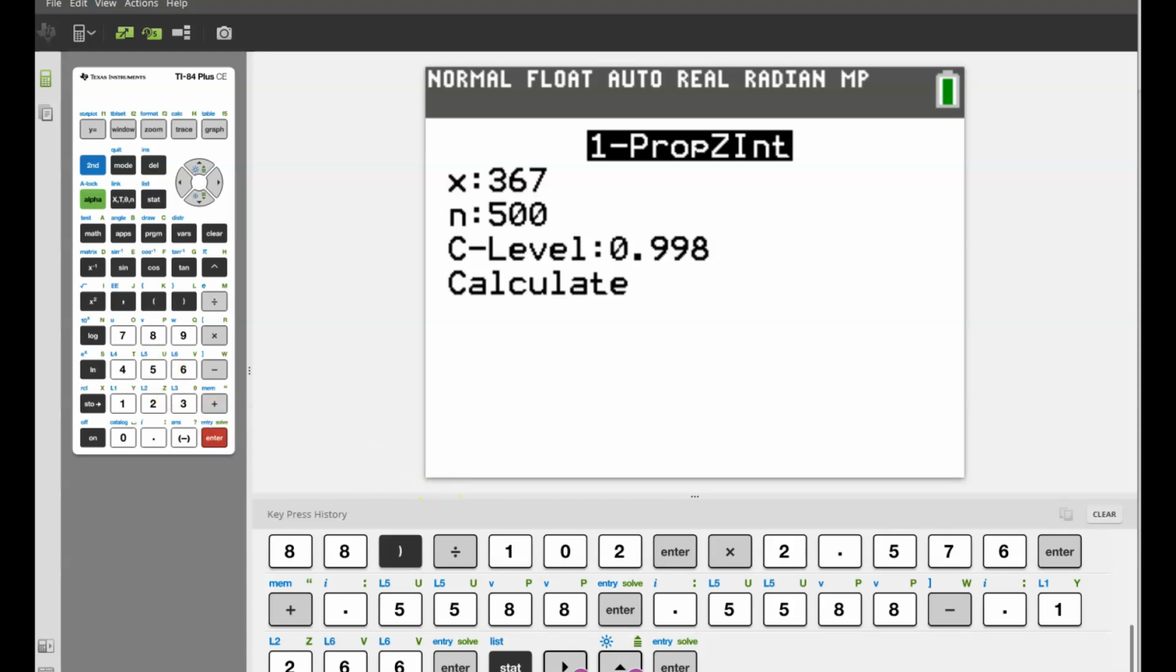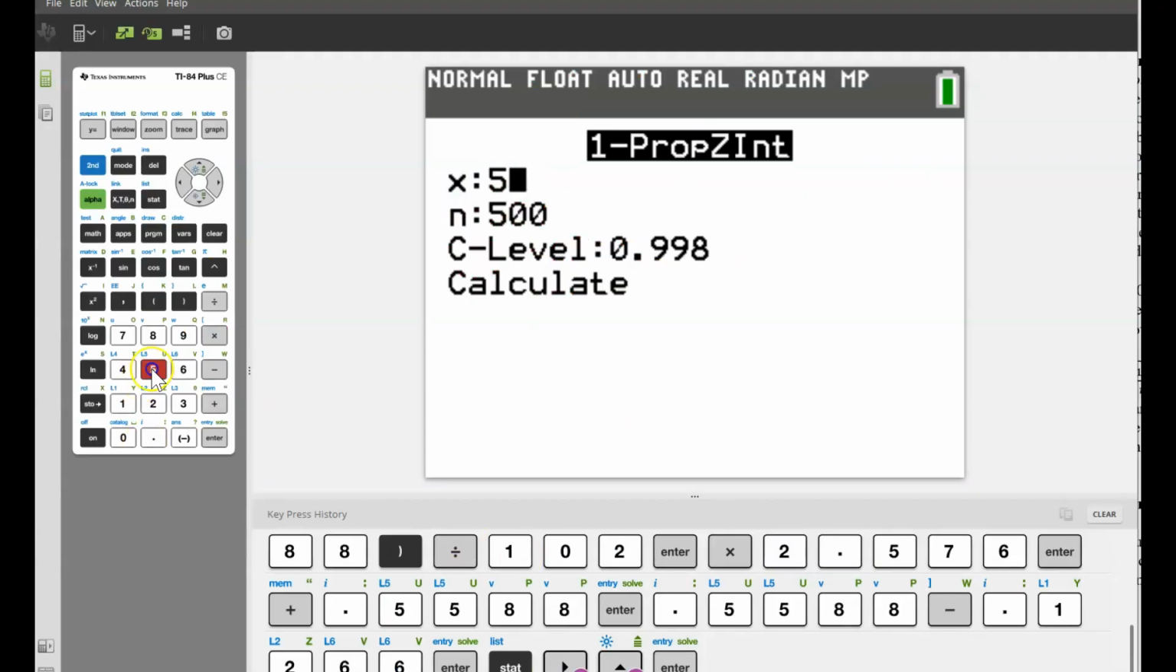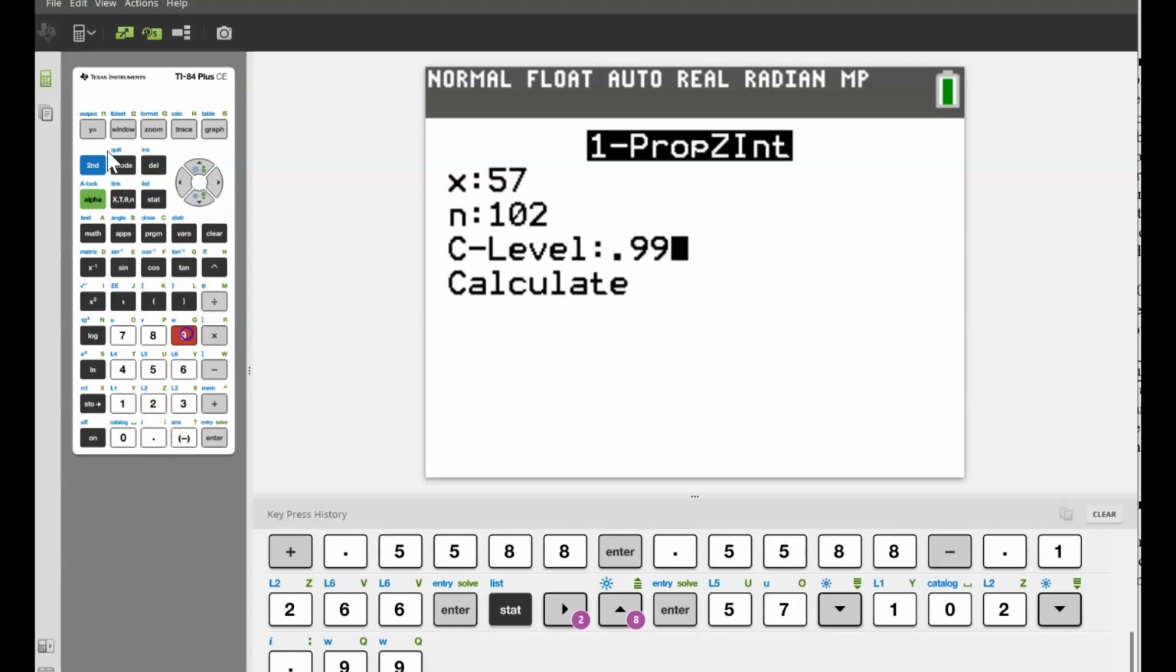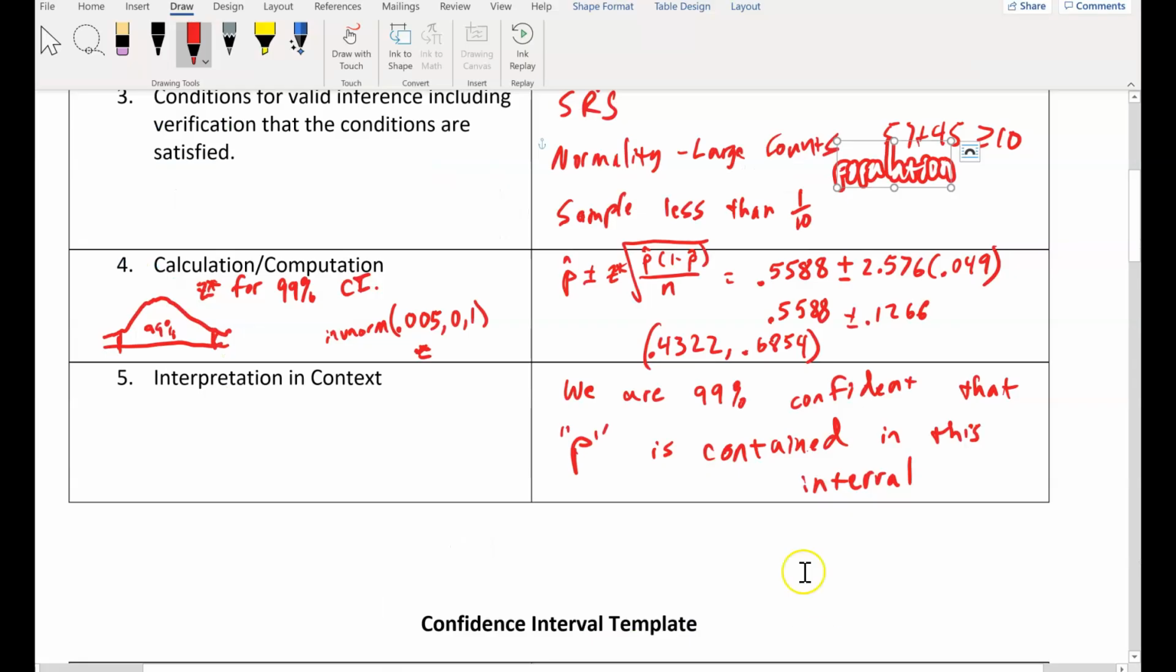So what did we have here? Again, let me just double back to make sure. We had 57 out of 102, right? So there were 57 pennies that were more than 10 years old out of a sample size of 102. And we wanted 99% confidence. So I just put in 0.99. And the calculator will do all of the heavy lifting for us. So we'll compare our answer and see if the result we got was pretty close to that 0.432, 0.685. Yeah, 0.432, 0.685. So a negligible difference there, in like the 3rd, 4th decimal place.